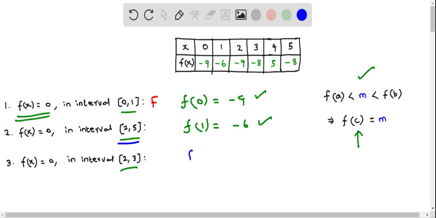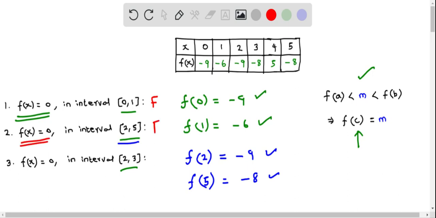For the second interval, 2 comma 5, we have to evaluate the function at the endpoints. F of 2 equals negative 9 from the table, and we also find the function value at the other endpoint, f of 5, which is negative 8. Clearly even these two values are both negative, and we don't see any sign change, that is one of them positive and one negative. So we say that 0 doesn't lie between these two values. Once again, in this interval the function does not have a 0, so this is also false.